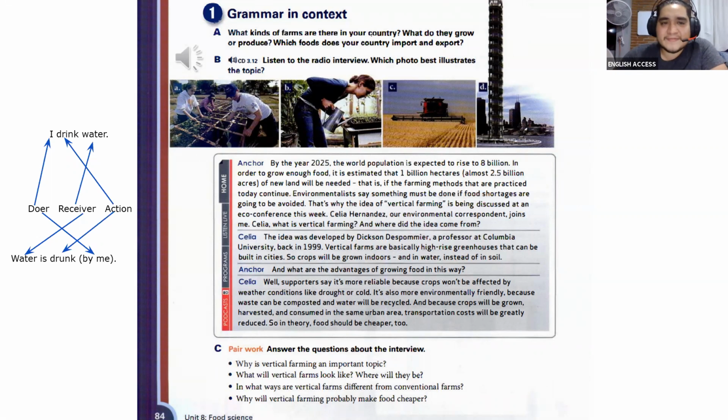Now, what do you know about this? What kinds of farms do we have here in Mexico? What do we grow or produce? And which foods does Mexico import and export?